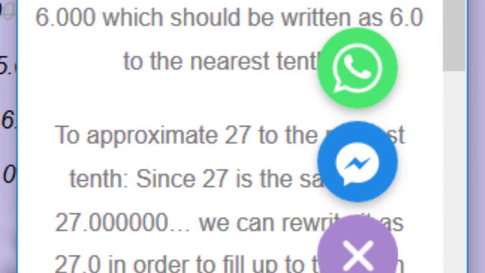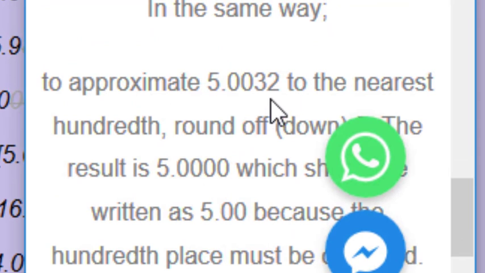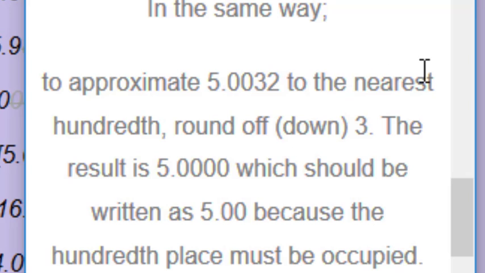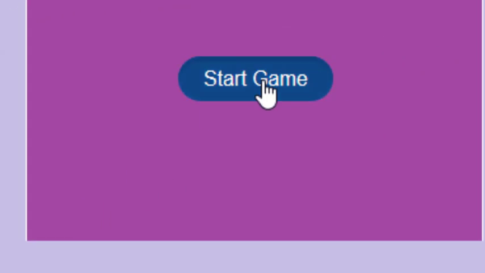Let's take one of such example on the nearest 100. In the same way, to approximate 5.0032 to the nearest 100, round off 3, the result is 5.0000, which should be written as 5.00 because the 100th place must be occupied. So that is how we go, and now we can go ahead and start the game.